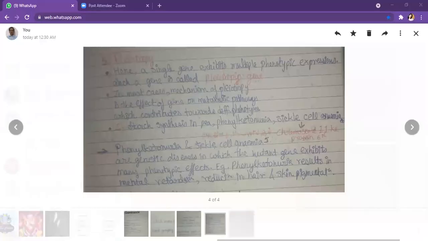The last one is pleiotropy. Pleiotropy is a single gene exhibiting multiple phenotypic expressions. Such a gene is called a pleiotropic gene.